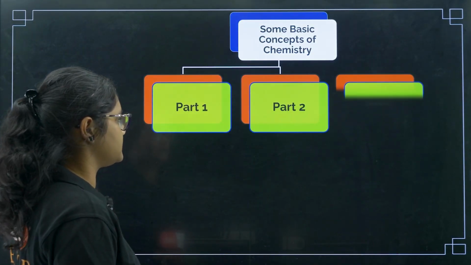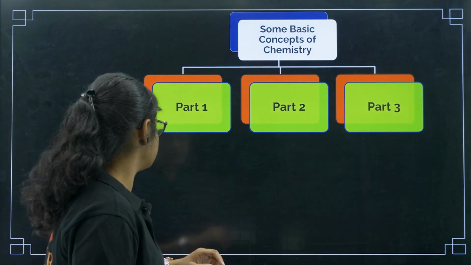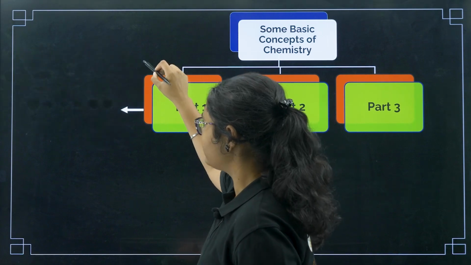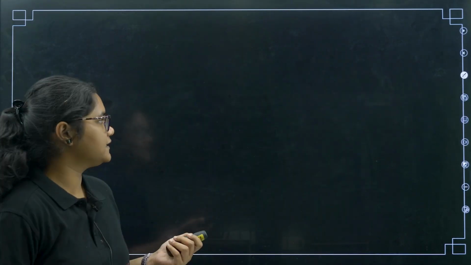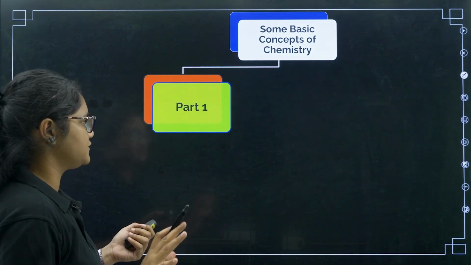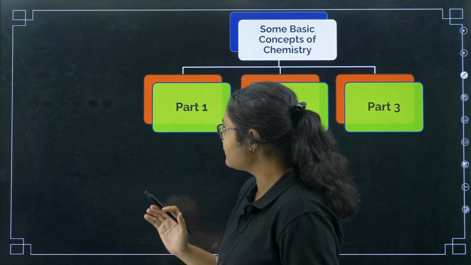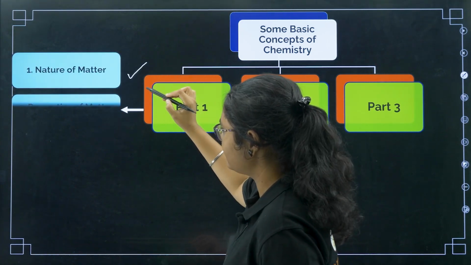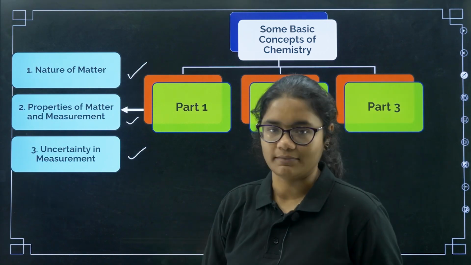So some basic concepts of chemistry I'll be covering in 3 parts. Okay, so in the first part, that is in today's video, we'll be discussing nature of matter. So in some basic concepts of chemistry, I have divided the chapter into 3 parts, okay? And in the first part, that is in today's class, we are going to discuss nature of matter, properties of matter and measurement, and uncertainty in the measurement.